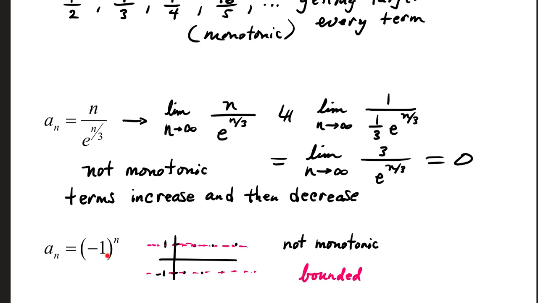A sub n equals -1 to the n. It's bounded because the graph can never escape 1 or -1, but it's not monotonic because depending on whether n is odd or even, that lands you at positive or -1.